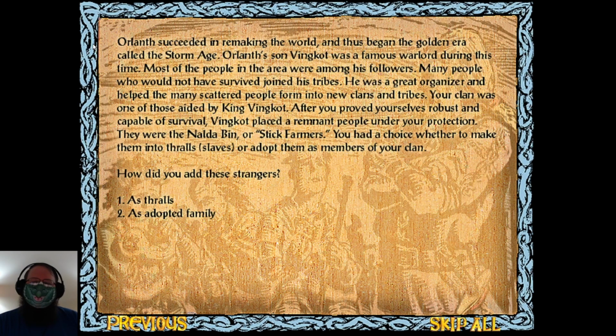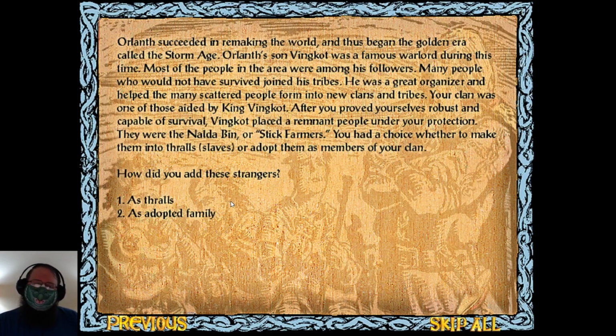Orlanth succeeded in remaking the world, and thus began the Golden Era, called the Storm Age. Orlanth's son, Vinkat, was a famous warlord during his time. Most of the people in the area were among his followers. Many people who would not have survived joined his tribes. He was a great organizer and helped the many scattered people form into new clans and tribes. Your clan was one of those aided by King Vinkat. After you proved yourselves robust and capable of survival, Vinkat placed a remnant people under your protection. They were the Nalda Bin, or stick farmers. You had a choice whether to make them into thralls, slaves, or adopt them as members of your clan.